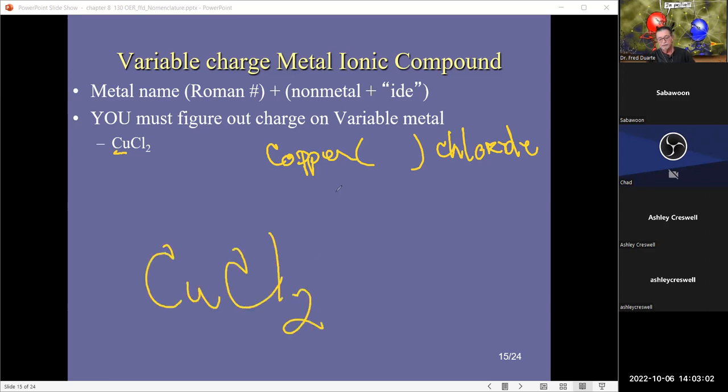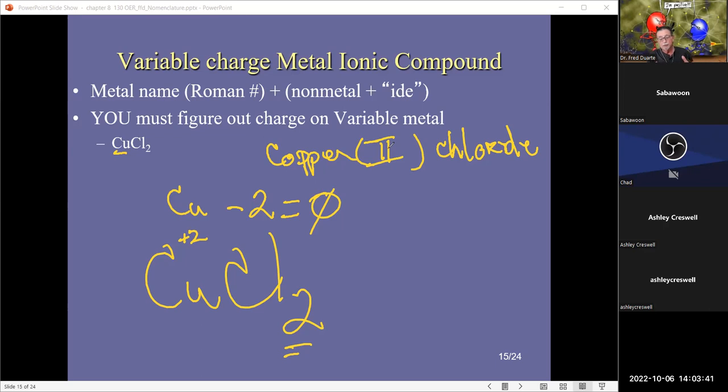I calculate that because I know that each chloride has a -1, and there's 2 of them. So that means I got a total of -2. In this case, the total overall charge is equal to 0. So I got Cu minus 2 equals 0. Simple algebraic equation. What number plus a -2 gives me 0? Obviously, it's a +2. So in this state, copper must be copper Roman numeral 2. And that's how I calculate it, because it's variable.